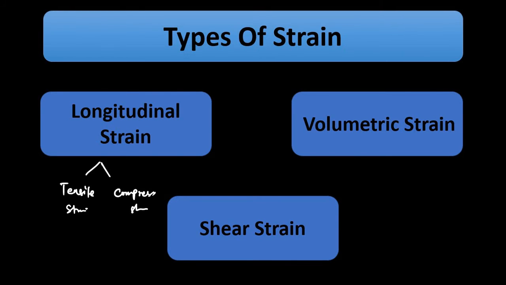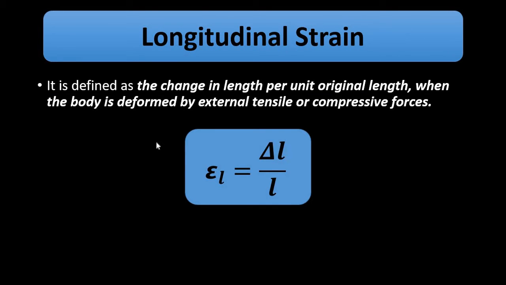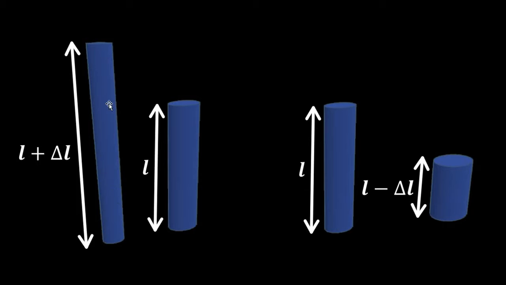So longitudinal strain basically is when an external force acts on a body, it can lead to either increase in length or decrease in length. Increase in length in case of elongation, decrease in length in case of shortening. This is tensile and this is compressional. So this change in length, which is delta L, where the length increases by this much, here the length decreased by this much.